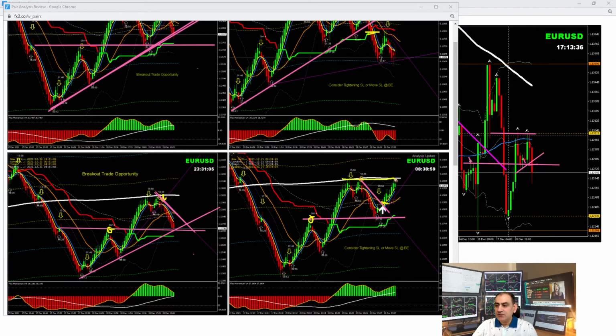As soon as the price hit the previous high level, that's exactly the same level, that's what I explained to my traders. It's time to consider tightening your stop loss, or you can bank a few pips.